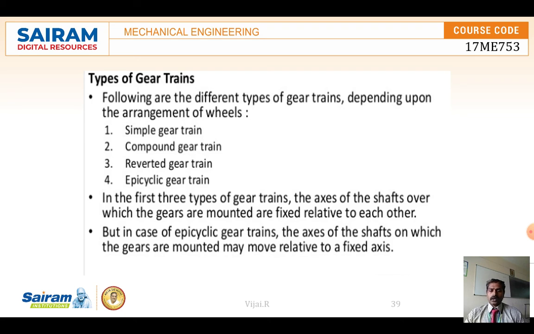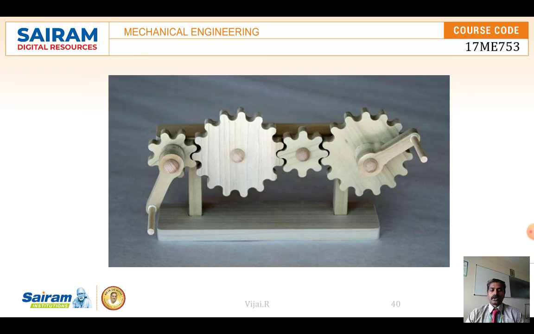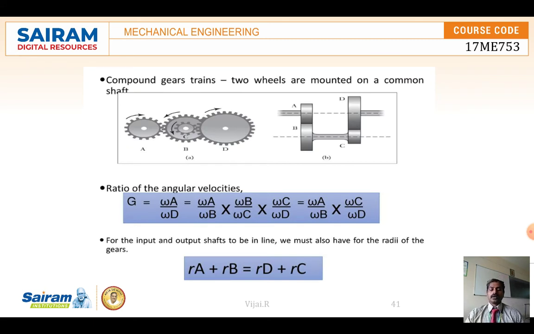So there are the simple gear train, compound gear train, epicyclic and reverted gear trains, the different types of gear trains. In the case of epicyclic gear trains, the axes of the shafts on which the gears are mounted may move relative to a fixed axis. So epicyclic is the one in which one more gear rotates inside. And this is the normal gear train, a series of connected gears. If A is rotated, then it makes the idle gear rotate another one, and again it goes on to the final gear. We will get different speeds, and directions will differ according to the number of idle gears and number of teeth.